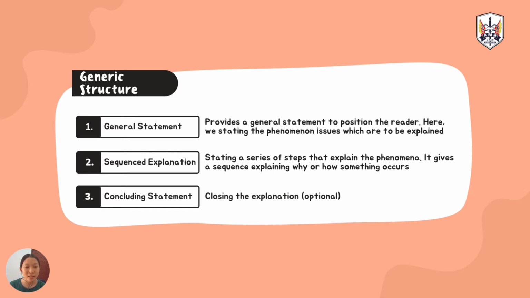Second, in sequence explanation, we state a series of steps that explain the phenomena. It gives a sequence explaining why or how something occurs. In this part, we have to make it as clear as possible to make others understand. Third, concluding statement. Here's the closing part. You may use it or not. It's optional. It's up to you.